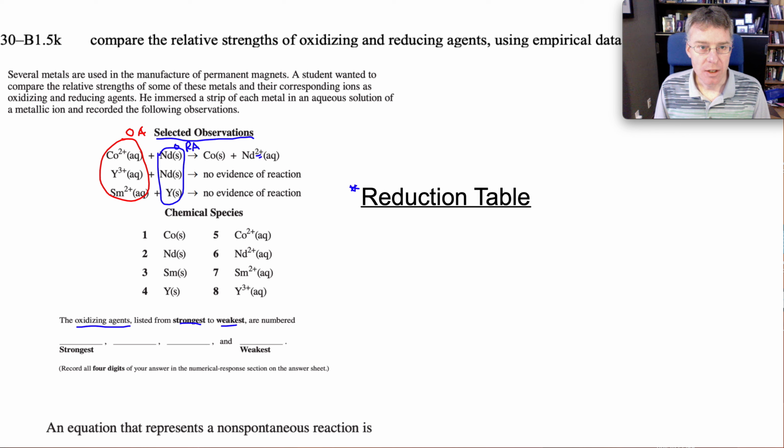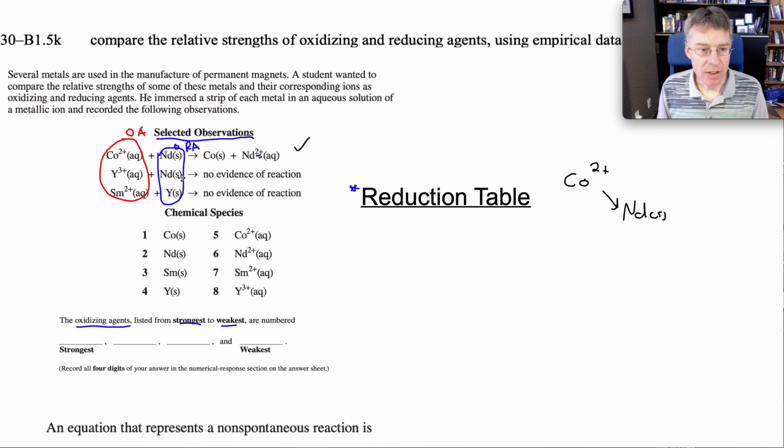So now we can start going through them and ordering them. So the first bit of data, we do have a spontaneous reaction. So the oxidizing agent is going to be above the reducing agent. So cobalt 2+ is going to have to be on the left-hand side, and we're going to go to the right and down to get our elemental metal. Okay. So a spontaneous reaction has the OA above and the RA down below.